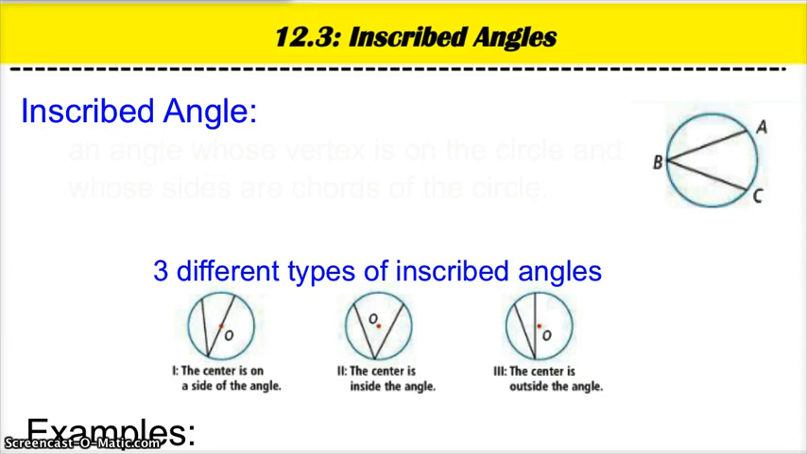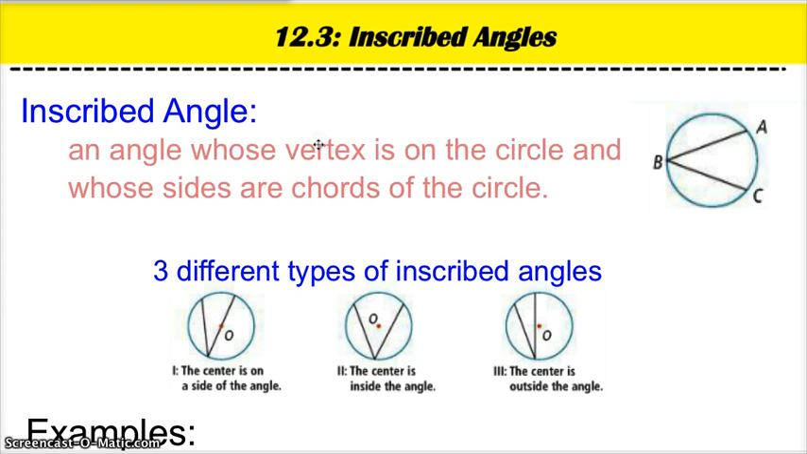This video is section 12.3, inscribed angles. An inscribed angle is an angle whose vertex is on the circle and whose sides are chords of the circle. An inscribed angle is angle ABC. Notice angle ABC cuts through part of the circle, through an arc of the circle. This is referred to as the intercepted arc.